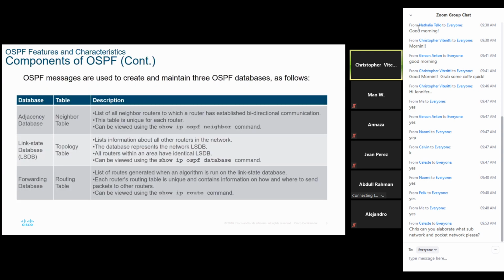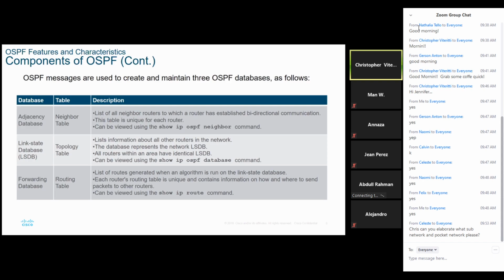When you look at it, OSPF uses 3 types of tables. It uses an adjacency database, which we now call a neighbor table. It uses a link state database, LSDB, which we now call a topology table. It uses a forwarding database, which has always been called the forwarding database or routing table. The routing table is what you see when you type show IP route.